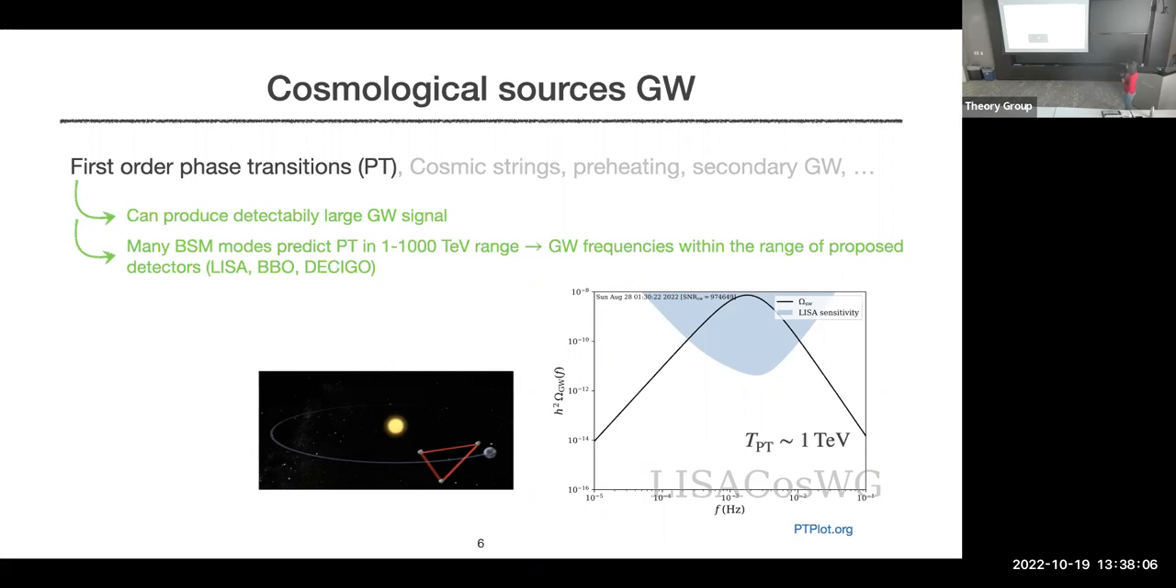The blue thing tells us the sensitivity of LISA, and this black curve is the predicted gravitational wave signal if a phase transition is happening at around a TeV. And it just kind of nicely falls within the sensitivity region. What takes this range, 1 to 1,000 TeV, from the viewpoint of BSM models?